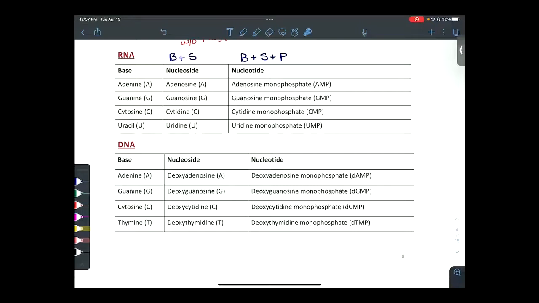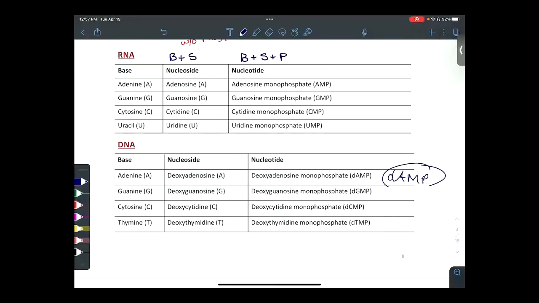So a question that you'll probably run across if I give you a name like dAMP, I could ask you something like, where would you find dAMP? And the big idea here is there's a D, meaning deoxy, in front of the name, so it has to be found in DNA versus in RNA. In RNA, you would only find AMP, not with the D.